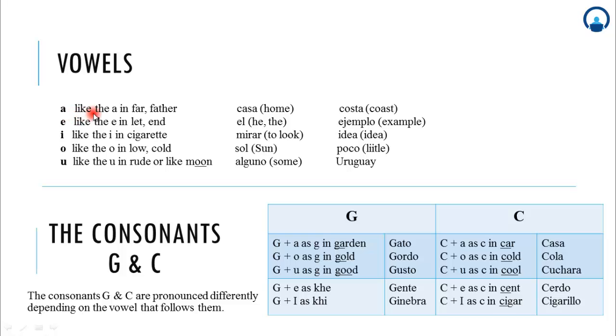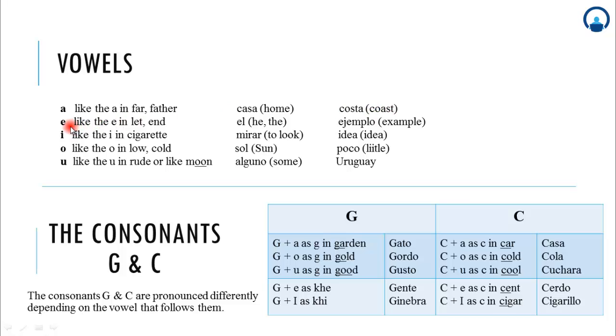First, we'll take the first alphabet, A. It is pronounced as the A in fa or father. So that's A. Examples: the words containing the letter A are casa, meaning home, and costa, that is coast.